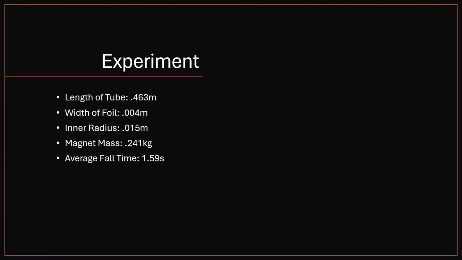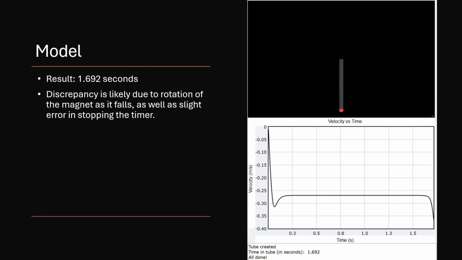So for the experiment itself, we took a conductive tube, which was conductive because it was surrounded with tinfoil, and dropped a magnet vertically, and the variable we measured was the time it took between entering the tube and exiting the tube. What we measured for constants were the length of the tube, the width of the foil, the inner radius of the tube, the mass of the magnet, and again, the average fall time.